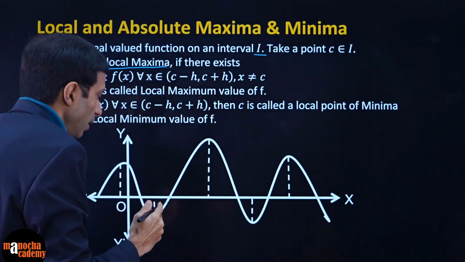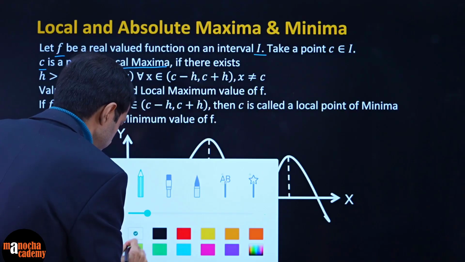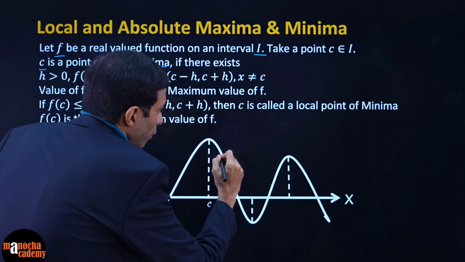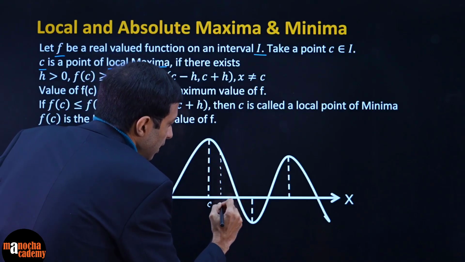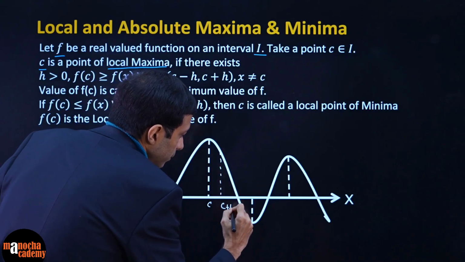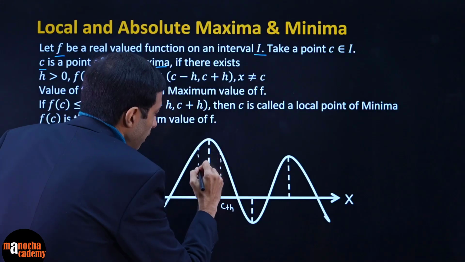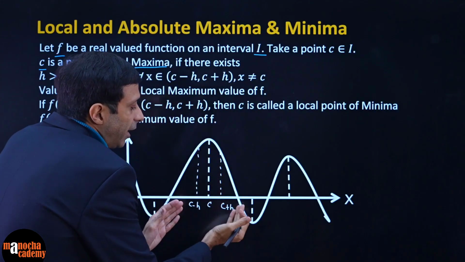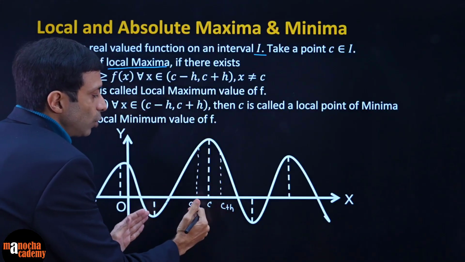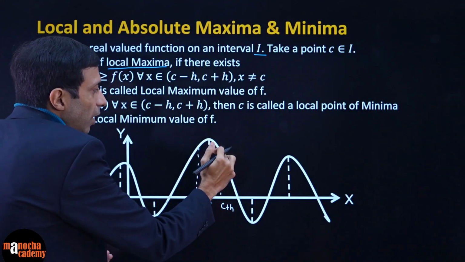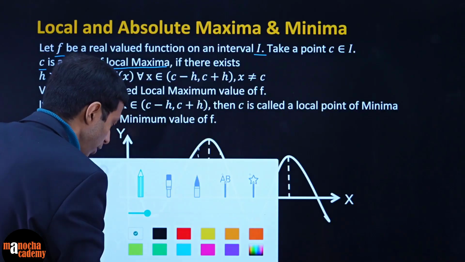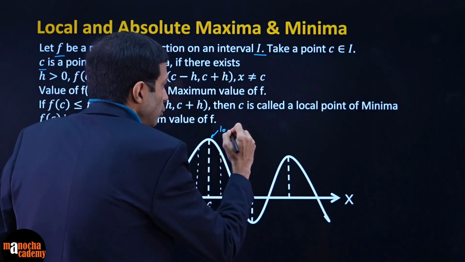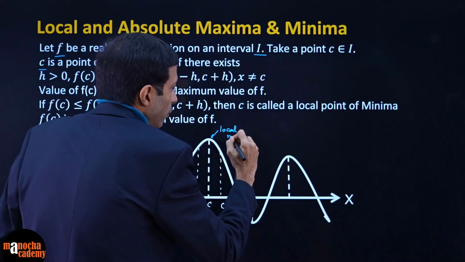For example, consider this point to be c. This region, let's say, is c plus h, and this part to the left of it is c minus h. So we are looking to the right of c and left of c, from c minus h to c plus h. When I look over here, this clearly is the point of local maxima. It happens to be global also, but this is the clear point of local maxima.